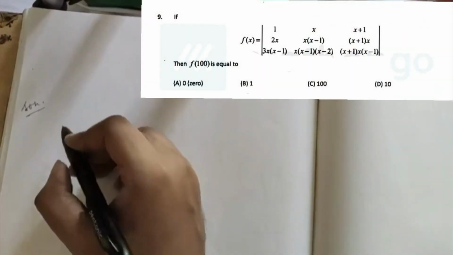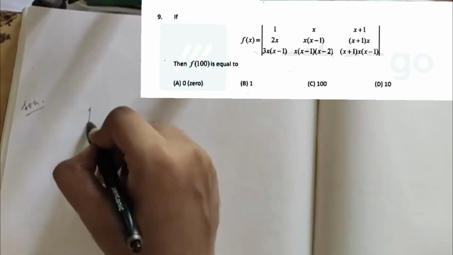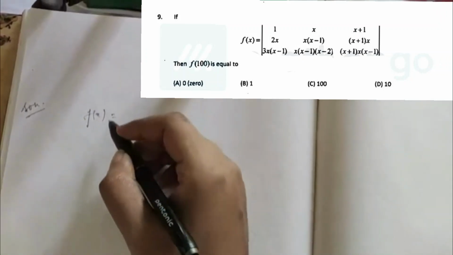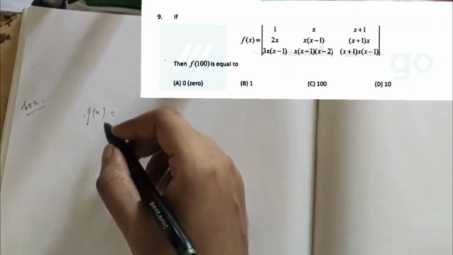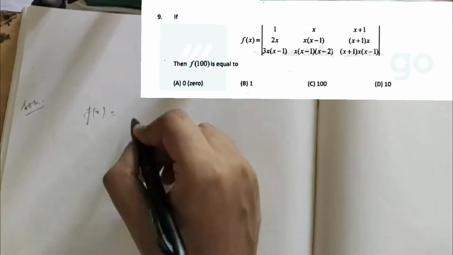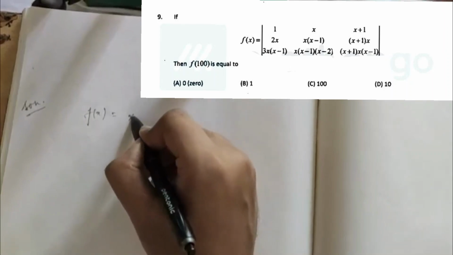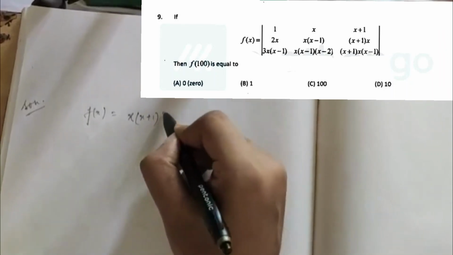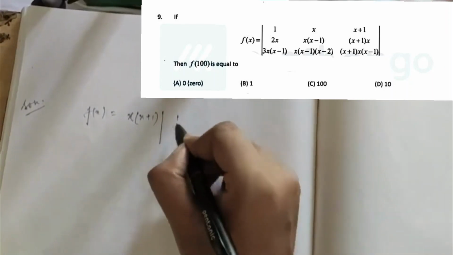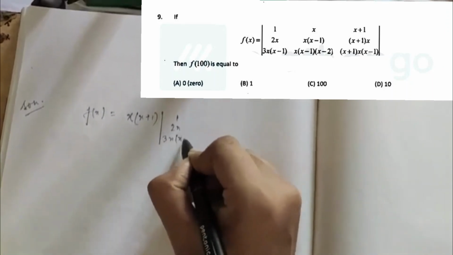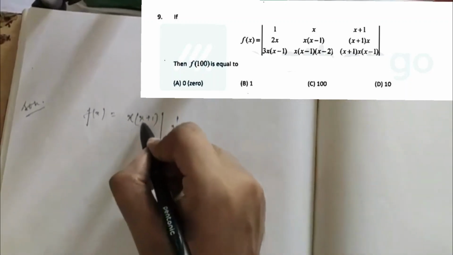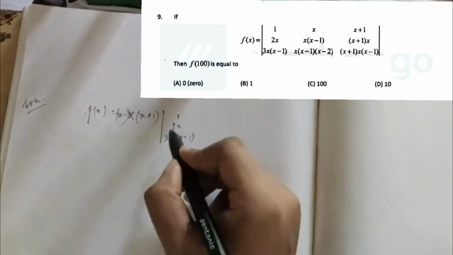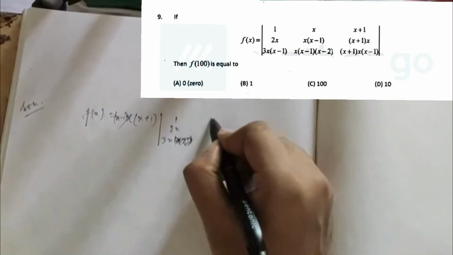So in the next question, question number 9, it's been said that this is a very nice question. So here f(x), they are asking the value of f(100). In this type of question you can already see that in the second column every term has a value x, and in the third column every term has x plus 1. So I am taking common x and x plus 1 from the second and third columns respectively. So the first column will remain same. From the third row I can also take x minus 1 common. I am taking it one at a time. Okay, x minus 1. Because I am doing it fast, I have to jump some steps.